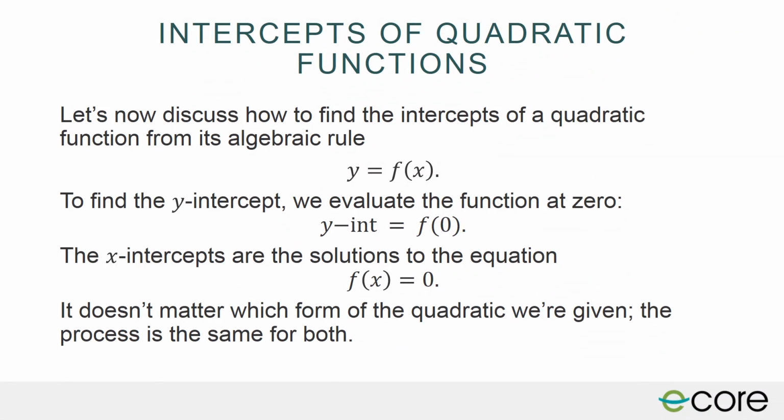Let's now discuss how to find the intercepts of a quadratic function from its algebraic rule, y = f(x). To find the y-intercept, we evaluate the function at 0. So the y-intercept is simply f(0). The x-intercepts are the solutions to the equation f(x) = 0. It doesn't matter which form of the quadratic we're given. The process is the same for both.